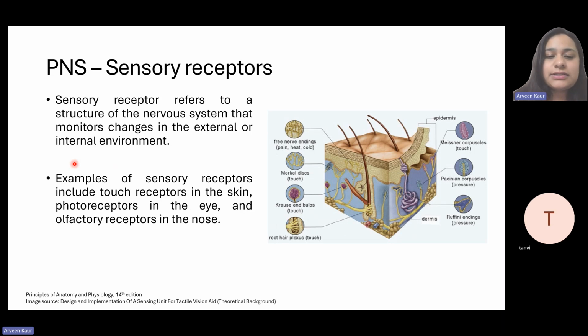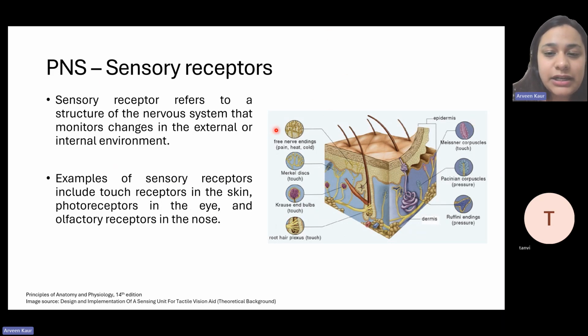Examples of sensory receptors include touch receptors in the skin, photoreceptors in the eye, another internal receptor, olfactory receptors in the nose, and the taste buds on your tongue, etc. Right? So this is a representation of the skin. Over here, the interesting thing to notice is the different kinds of sensory receptors that are present only in the skin, right?